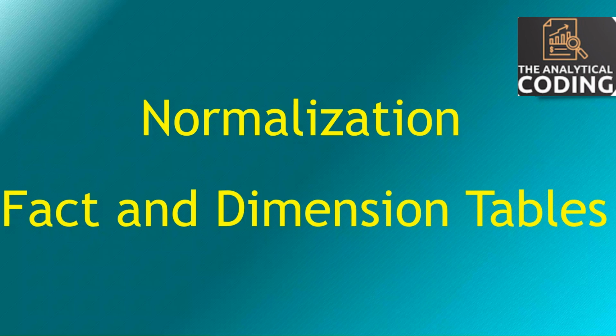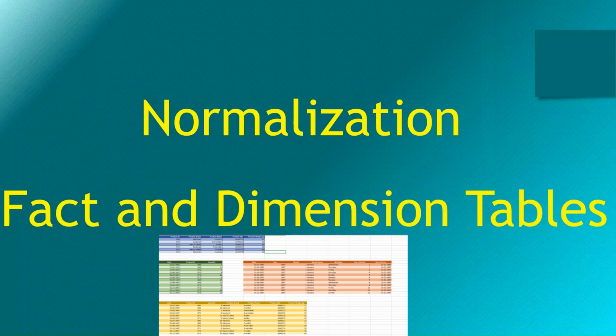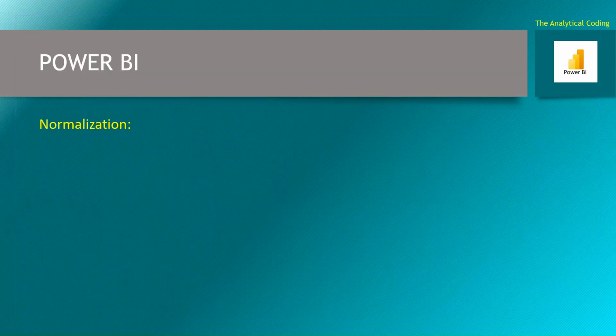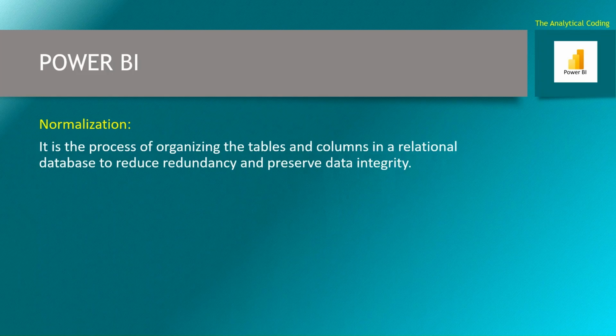In today's video, we are going to learn normalization and fact and dimension tables. So let's get started. So, what is normalization? It is the process of organizing the tables and columns in a relational database to reduce the redundancy and preserve the data integrity. So, what did you understand from this?